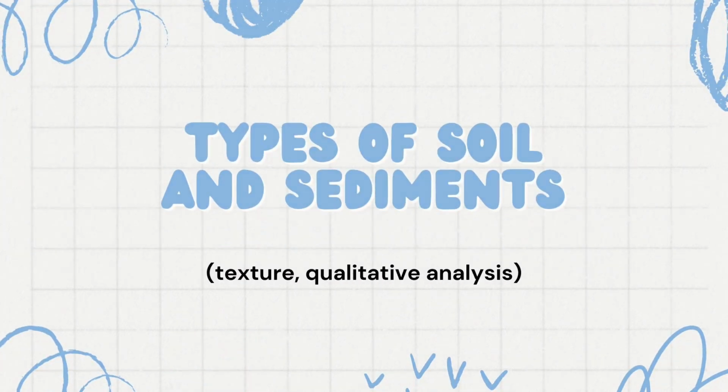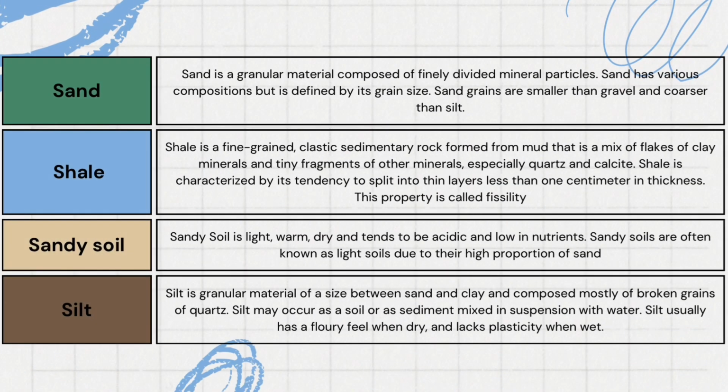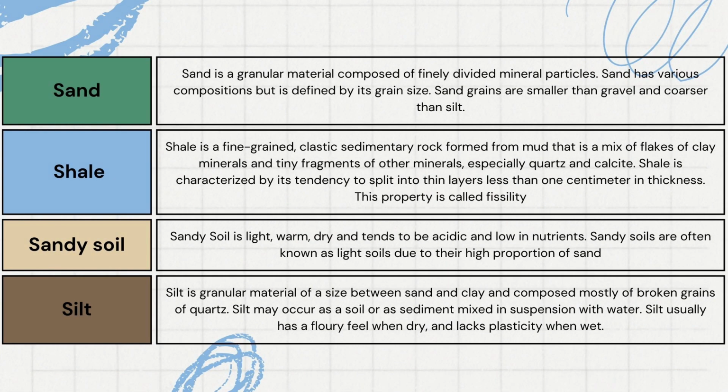So moving on to the types of soil and sediments, their texture and qualitative analysis. Firstly, we have sand. Granular substance made of finely divided mineral particles is called sand. Compared to silt, sand has coarser grains and is smaller than gravel. Next is shale. Shale is distinguished by its propensity to fracture into thin layers that are thinner than 1 centimeter. We refer to this quality as fissility.